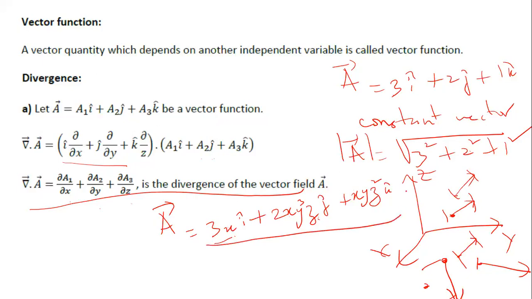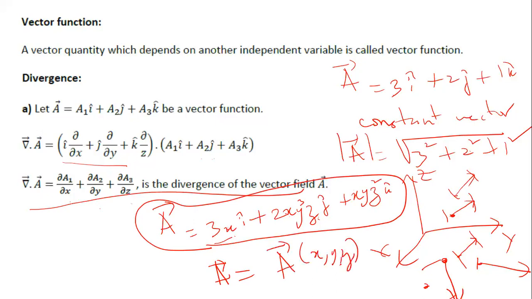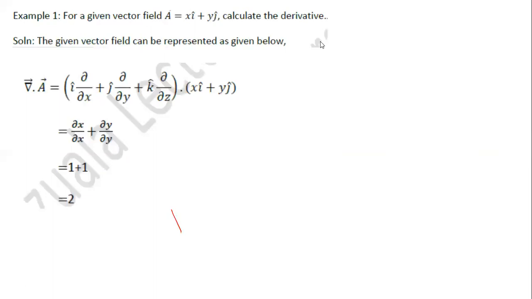I hope you understand what a constant vector and a vector field are. A vector field means a vector quantity that depends on x, y, and z. Any vector quantity that depends on x, y, and z is called a vector field. Now, for example, consider the vector A equal to xi plus yj. Here, vector A depends on x and y.